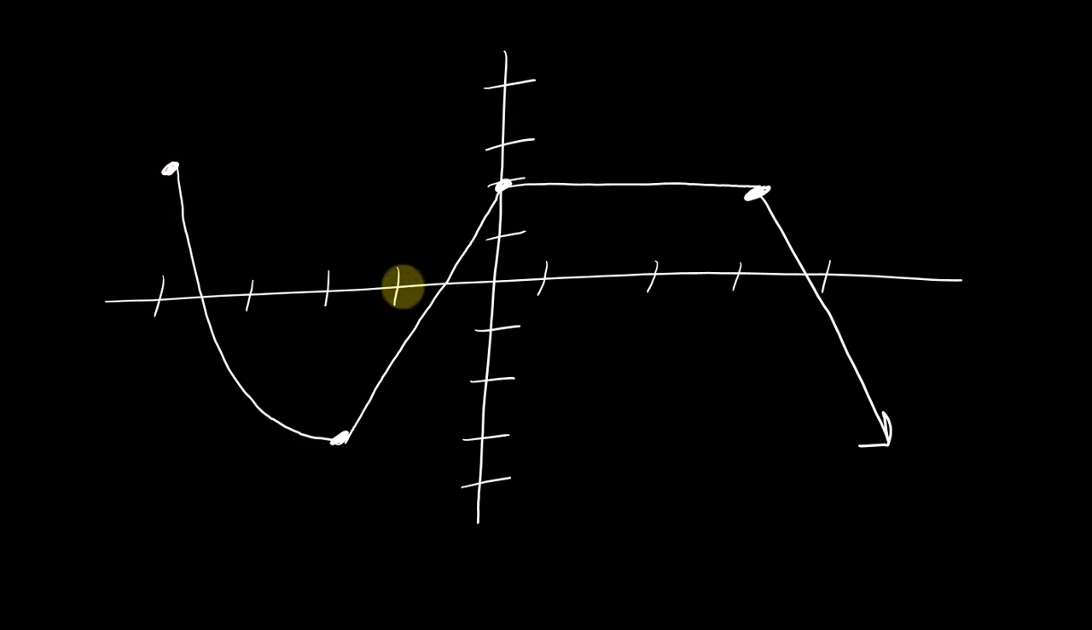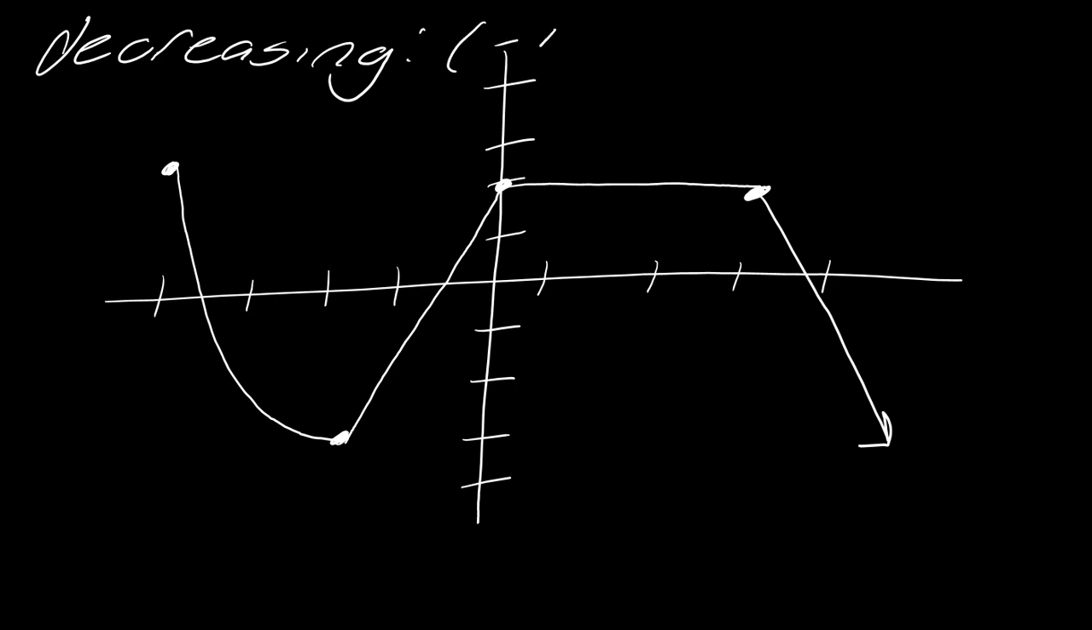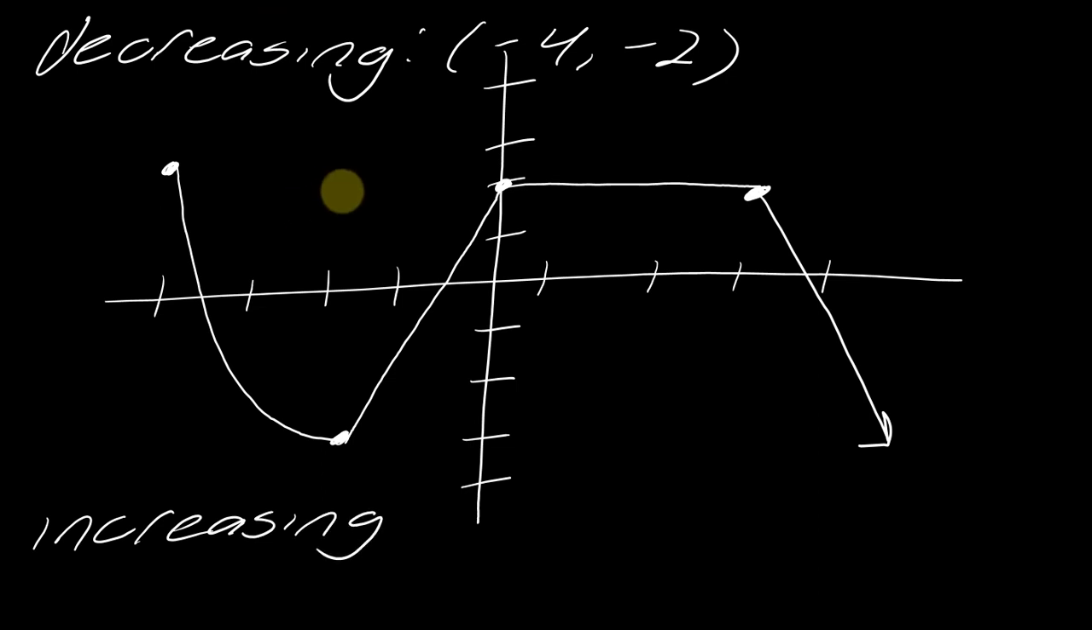We're decreasing, right? Now I have to count this out. So this is negative 1, 2, 3, 4. So I go from here to here. So this is from negative 4 to negative 2 is what that looks like. So I'm decreasing from negative 4 to negative 2. I'm running out of space here. Okay, now where am I increasing?